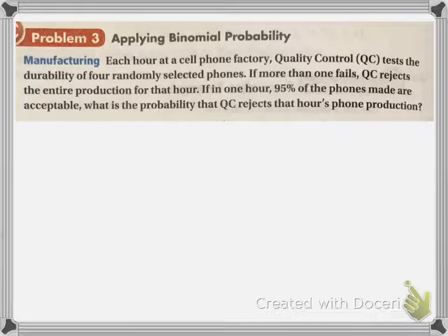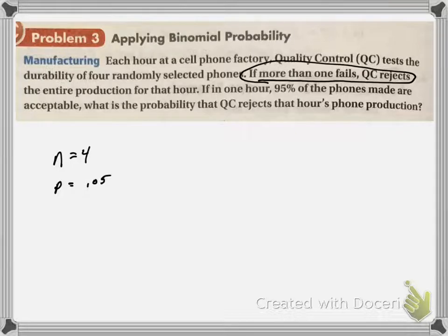Each hour, cell phone factory quality control tests the durability of 4 randomly selected phones. So my N is 4. If in 1 hour 95% of the phones made are acceptable, what is the probability that QC rejects that hour's phone production? Well, again, N is 4. If more than 1 fails, quality control rejects the entire production for that hour. So in 1 hour, 95% of the phones are acceptable. So what's the probability of failing? The probability of failing is 0.05.